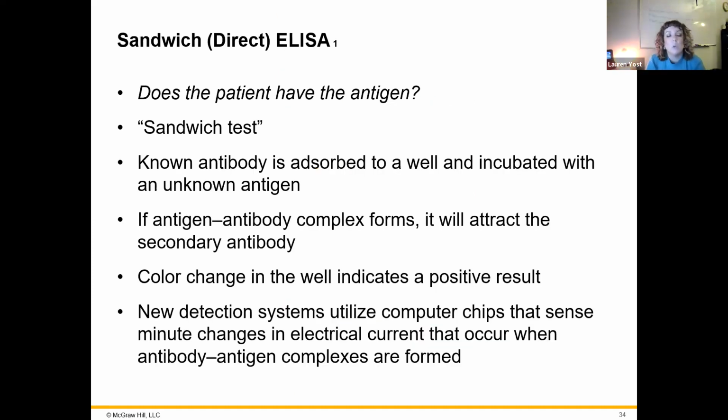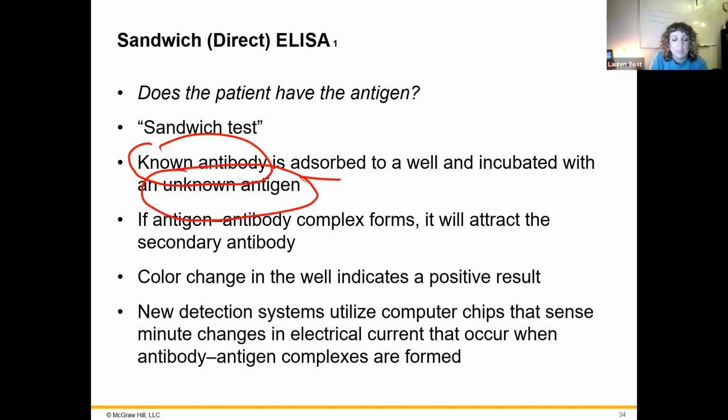So our sandwich or direct ELISA: does the patient have the antigen? So why is it a sandwich? Because we're going to sandwich the antigen between two antibodies. So we have our known antibody, and we'll stick that in the well, adsorb it into the well, and then we will treat it with our patient's sample.